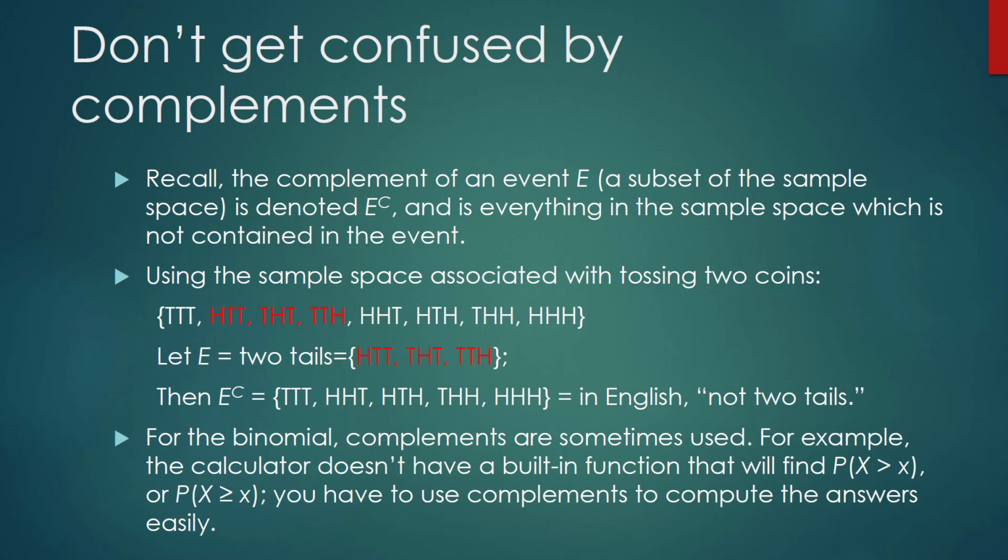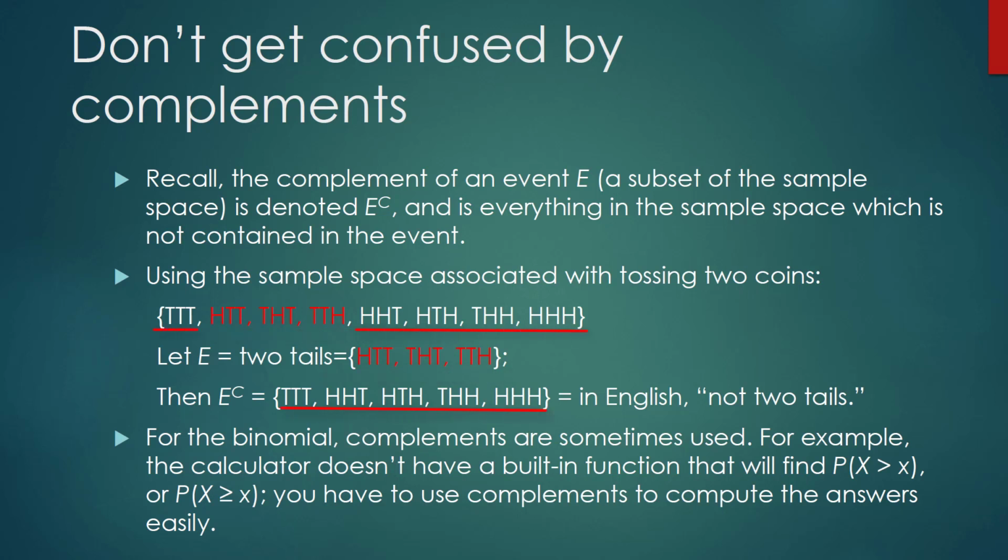I find that people get very confused about complements, and that confusion manifests itself here when you're dealing with the binomial. So as a very brief aside, take a look at this example. I have a sample space associated with tossing 3 coins there, and I've set aside an event, E, which represents 2 tails. And notice I have it in red to make it easier to see.